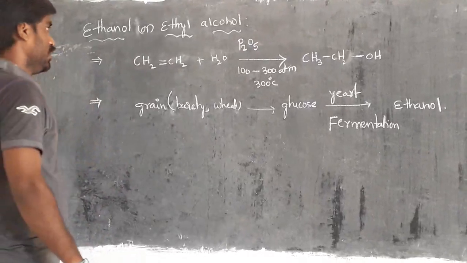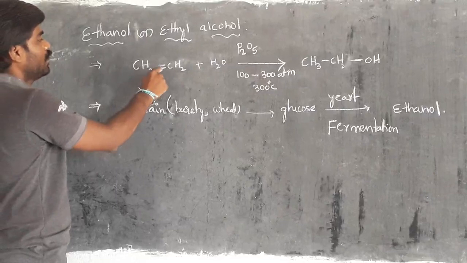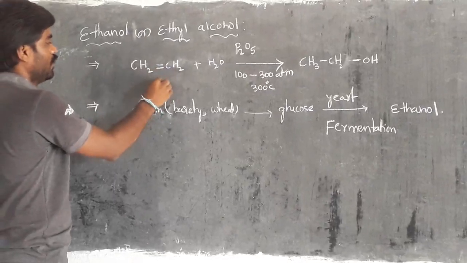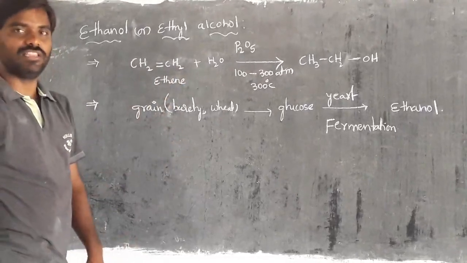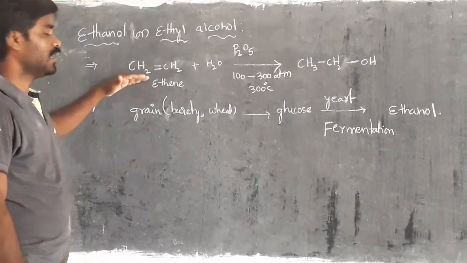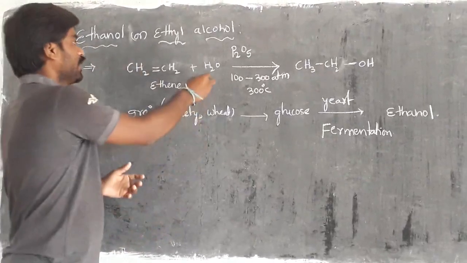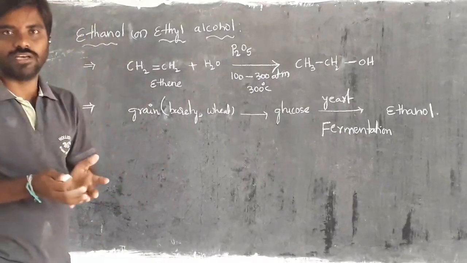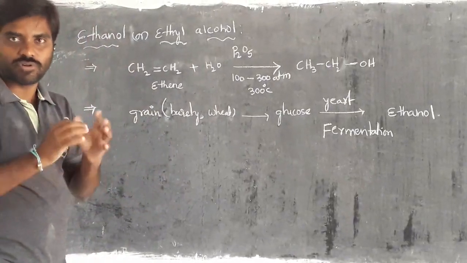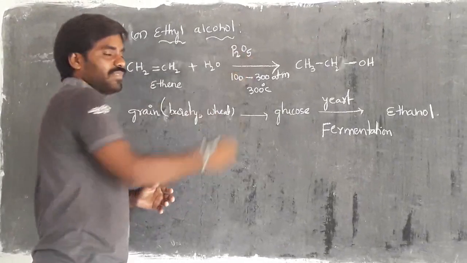Here we have one compound, CH2=CH2. This one we simply call ethene. When we take ethene gas in the boiler and send water into a particular boiler, in an industrial process, here we have to take one catalyst.